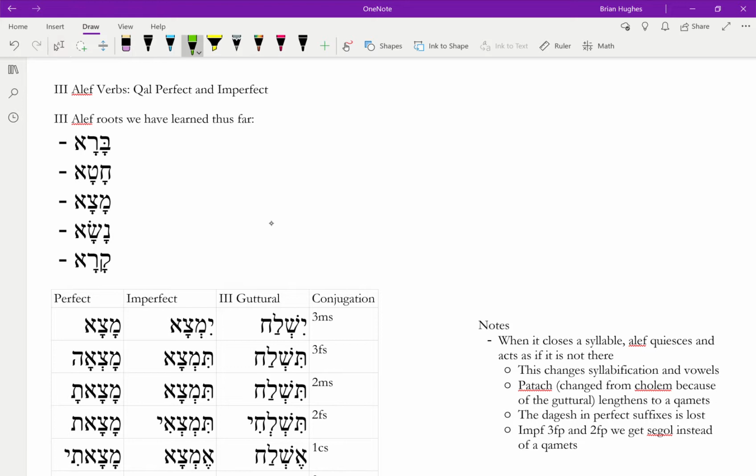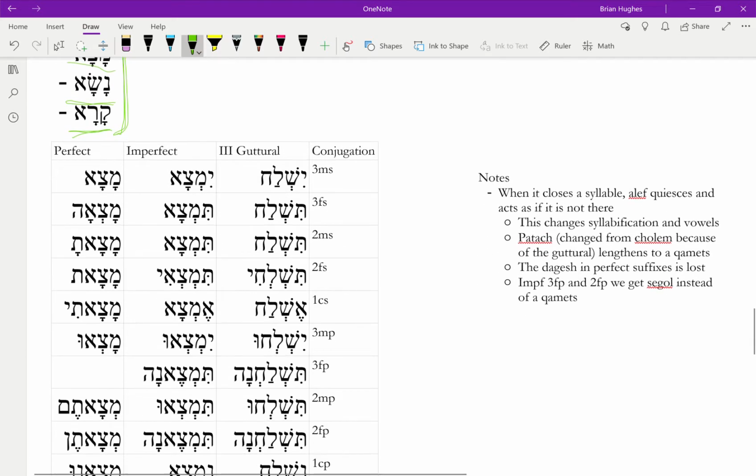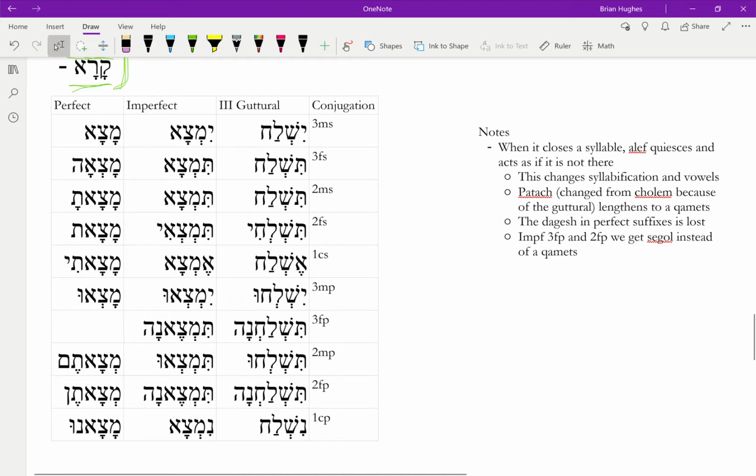So what are the aleph roots that we've learned? Well, all of these come from this last chapter's vocab: bara, to create; chata, to sin; matza, to find; nasa, to lift, or carry, or pardon, or forgive; qara, to call out, or to read. So these right now are our third aleph roots. And here we can see the changes.